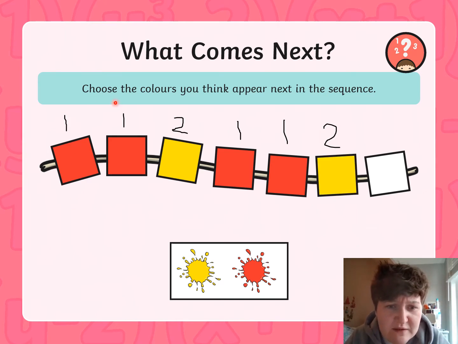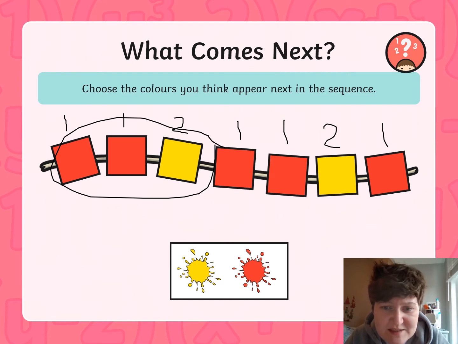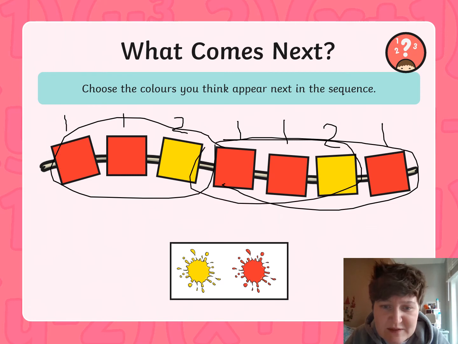What comes next? So we have 1, 1, 2, 1, 1, 2, and after the 2, we know it goes back to 1. And 1 is what colour square? A red square. Brilliant. So we've got 2 red squares, then a yellow square is our pattern. And then it repeats again. Oops, there it goes, repeats there, and then it's starting again. Brilliant. Well done, guys. I'm wondering if you can have a go at the next one on your own. Let's see what it is.